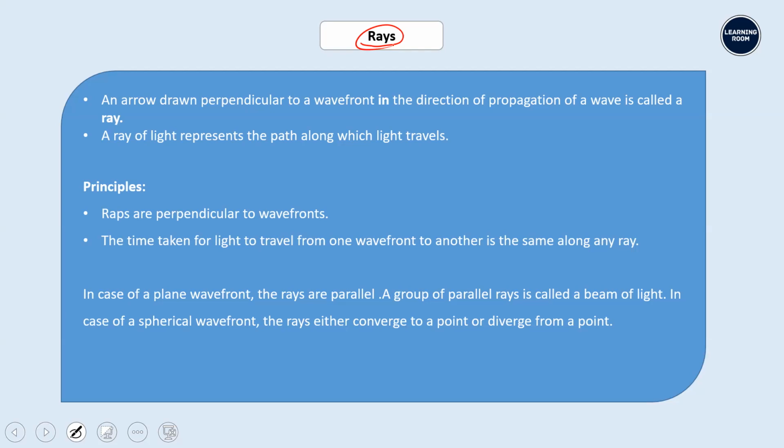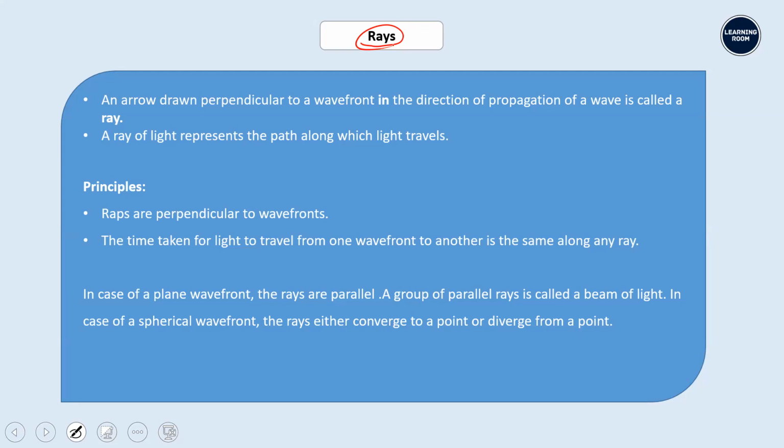Means if you know how the wavefront is there, and you want to draw the direction in which the light is traveling, you just need to draw a perpendicular to the wavefront at that point. That's the direction in which the light is getting propagated. Because wavefront is a shape. Shape will not tell anything about the direction. So you need somebody to tell you that this is the direction in which light is traveling. For that, I need to take the help of a ray.